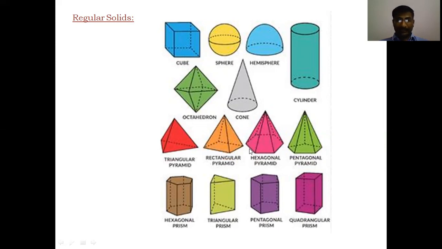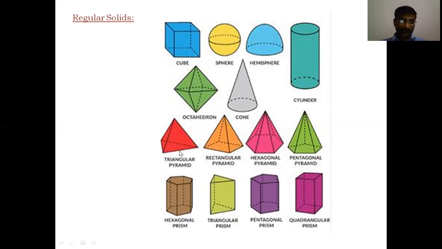Hexagonal means the base has 6 sides and 6 corners, and the 6 corners are connected to the apex point with the slant edges. These are the slant edges and slant faces. The hexagonal pyramid has 6 slant faces and 6 slant edges. A rectangular pyramid has 4 slant faces and 4 slant edges, and 1 base.